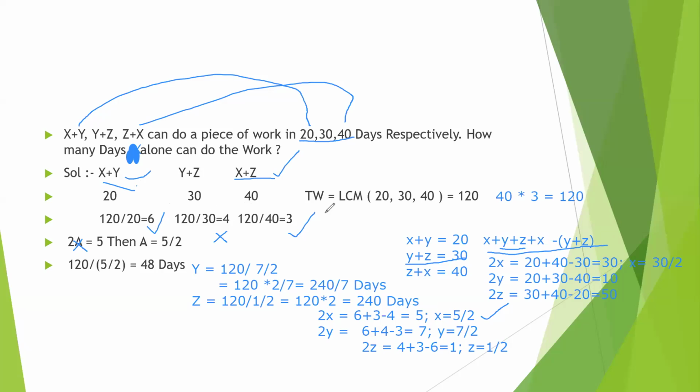So 6 plus 3 minus 4: 6 plus 3 is 9, minus 4 is 5. This 5 is the 2x value. Then x equals 5 by 2.